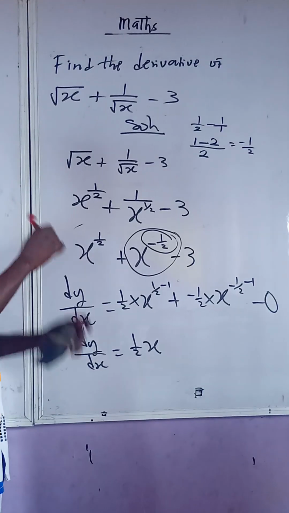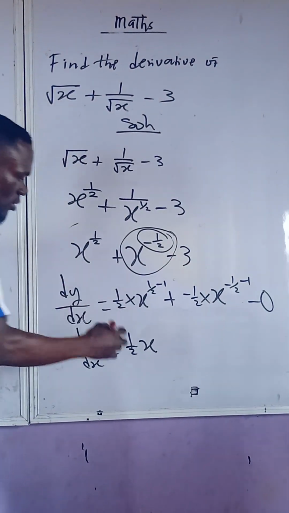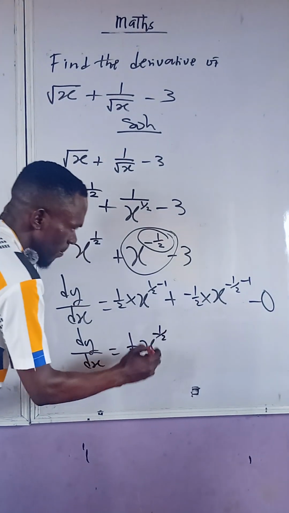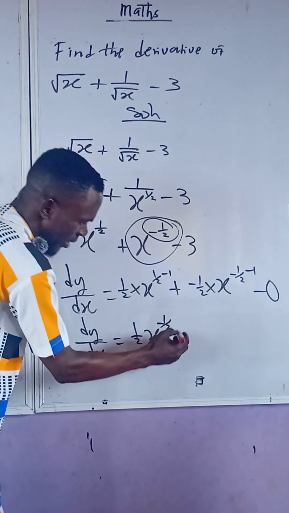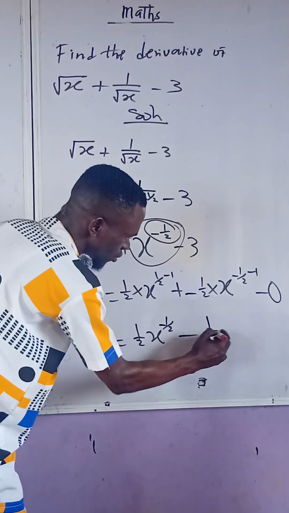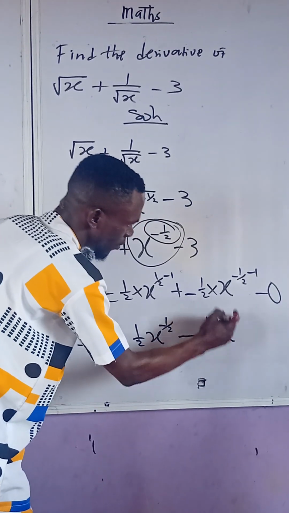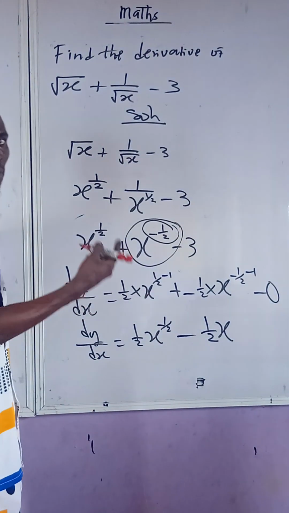I like it. So now let's go again. So we have minus 1 over 2 here, so it gives us minus 1 over 2. Then this plus and minus gives us minus. So now the next one is we have 1 over 2 again, then x to the power of what? When you have minus 1 over 2 minus 1, that will give us minus 3 over 2.